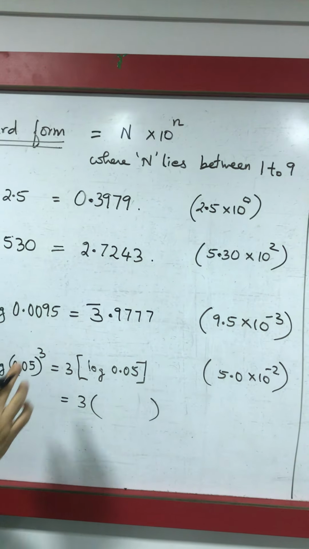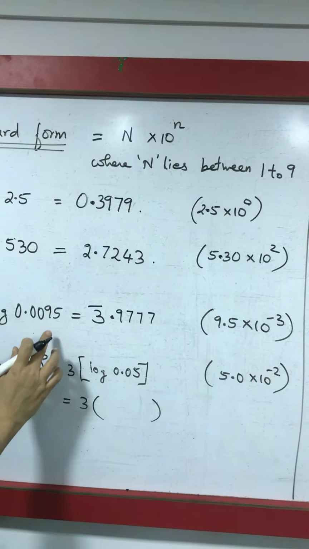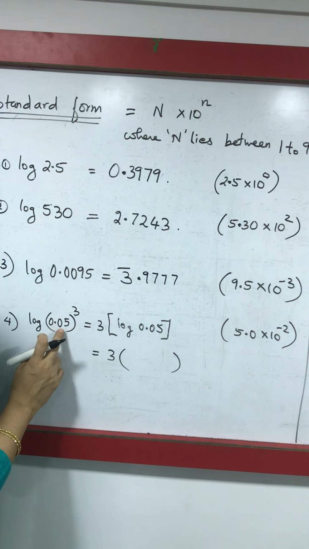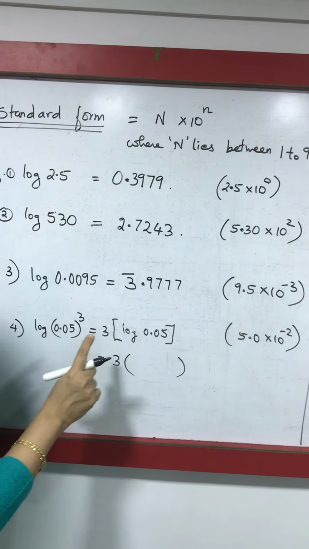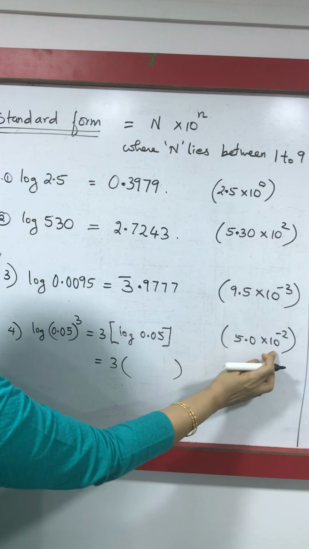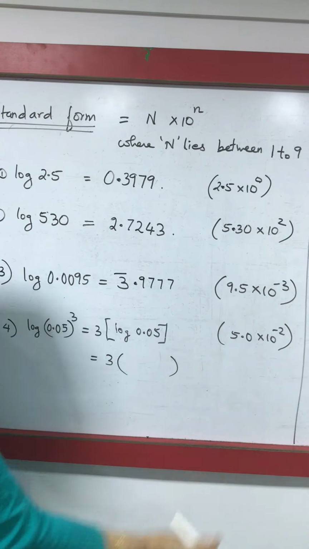So that is how we will write the log values. This information is needed to solve numericals in this chapter and many other chapters. If I have to find the log of 0.05 raised to 3, then using rules of log, that becomes 3 into log of this value. Now if I have to write the log of this value, as I said, we have to write it in standard form. So my decimal point should shift 2 places to the right side, and it can be written as 5 into 10 raised to minus 2.